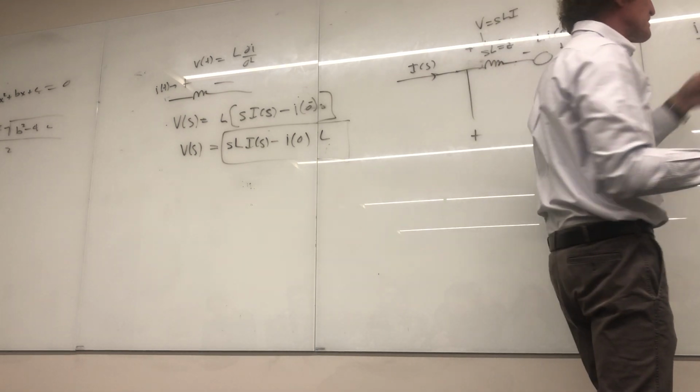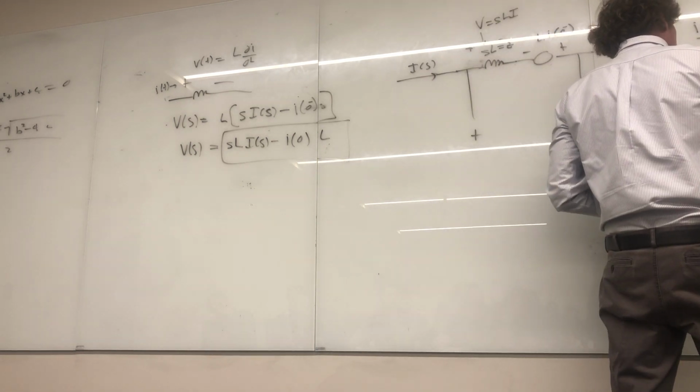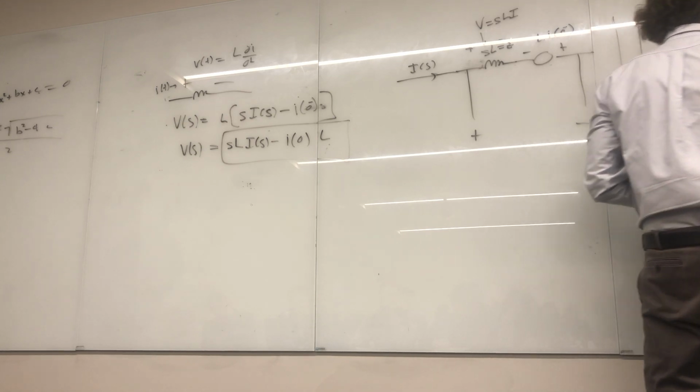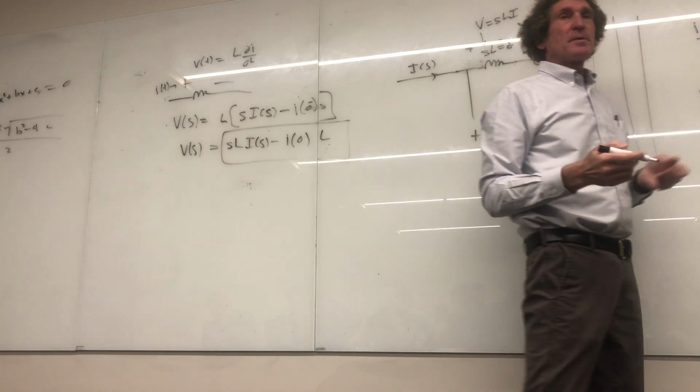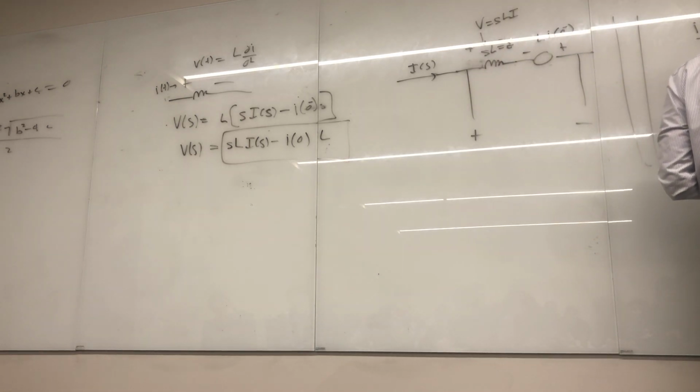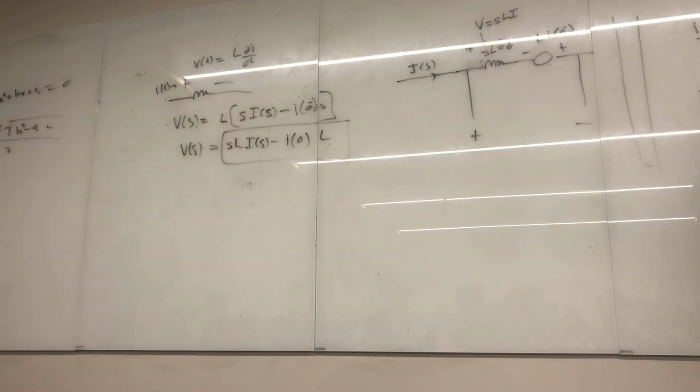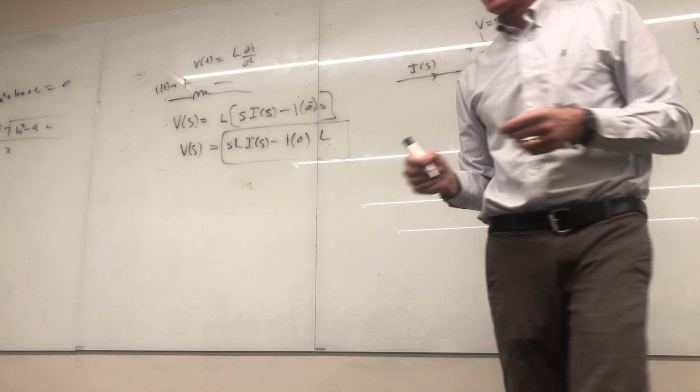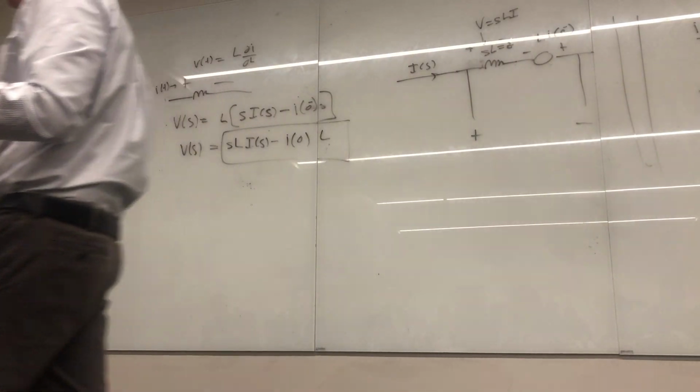So do the transform of this. Take the Laplace transform. You get I of s equals C, and then take the transform of dv dt. You get s times V of s, right? And then it's minus v of t at t equals 0. Now that's the time domain voltage evaluated on the capacitor at 0. Agreed, class?